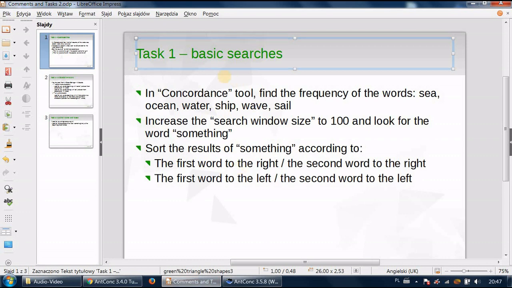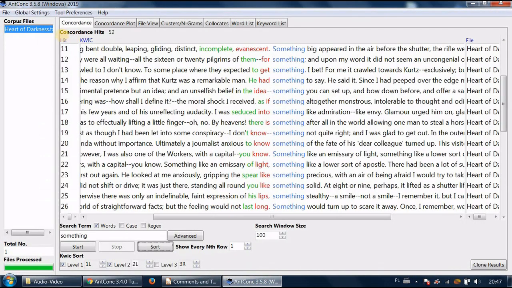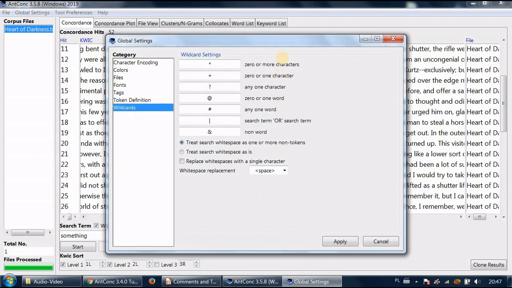Okay, so these are basic searches, and now some exercises on wildcards. Laurence Anthony explained what wildcards are, and let's look at the exact symbols for these wildcards. So you can go to global settings, and there is this option, wildcards. So let me choose global settings, and here is wildcards. And you can see these wildcards here.